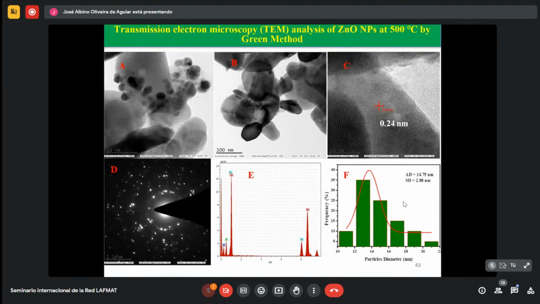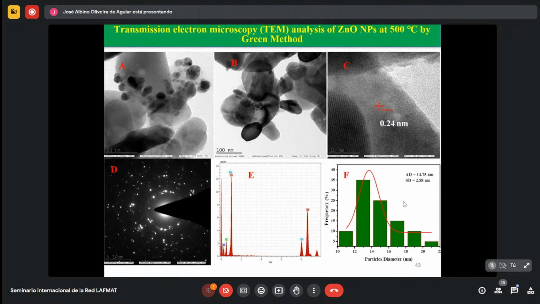TEM analysis of the zinc oxide nanomaterial by the green method. It shows the particles as very clear and spherical in nature. C represents the interplanar distance of the material, which is 0.24, in good agreement with the XRD result.